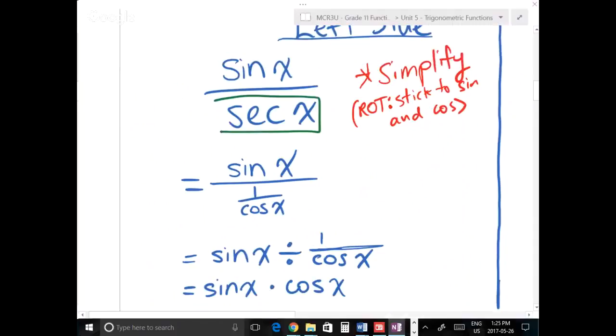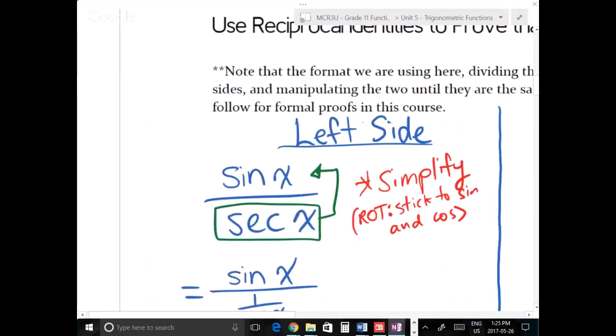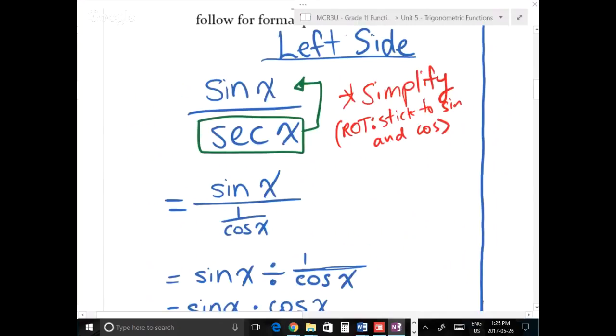I can move it to the top and make it cosine, because it's 1 over cosine. Secant, by definition, is cosine on the other side of the fraction. So if secant's on the bottom, I can put cosine on the top. And if secant had been on the top, I can put cosine on the bottom. Does that make sense? We can save ourselves all that work.